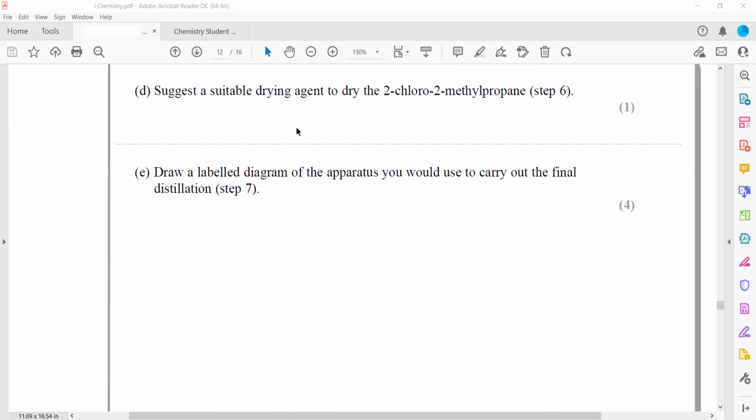Suggest a suitable drying agent. So the common drying agents which we use in the lab, we can mention anhydrous sodium sulfate or anhydrous calcium chloride or magnesium sulfate. But better use the term anhydrous, because the hydrated compounds are not drying agents. Anhydrous compounds are drying agents. So here we can mention anhydrous sodium sulfate.